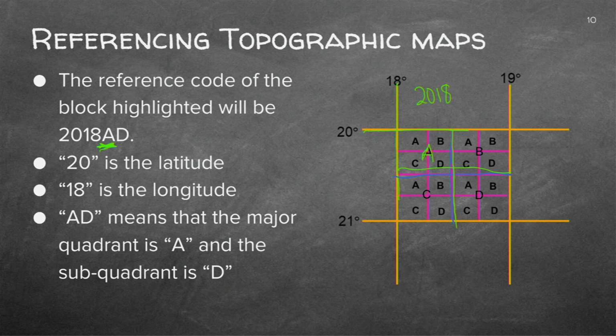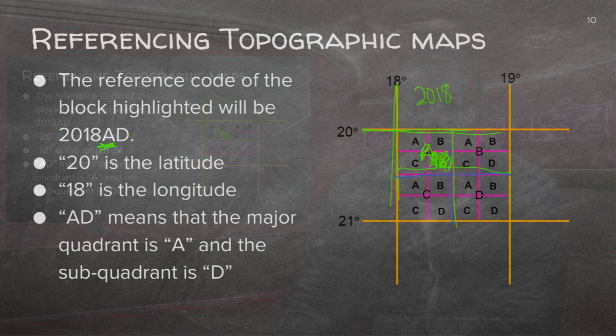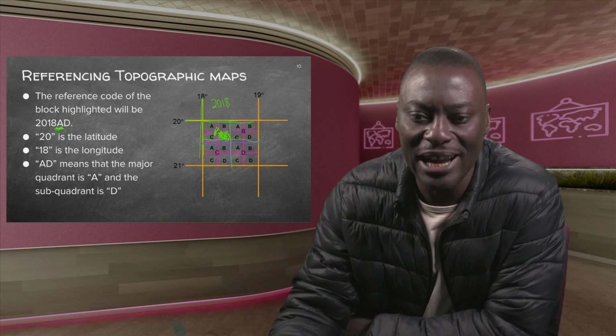And then the D is the subdivision D of A, and that is this one there. So it means I am talking about that map there. Okay, so it is located on 2018 AD. So this is the specific map we are referring to. And that is how every topo map has been referenced by the NGI.